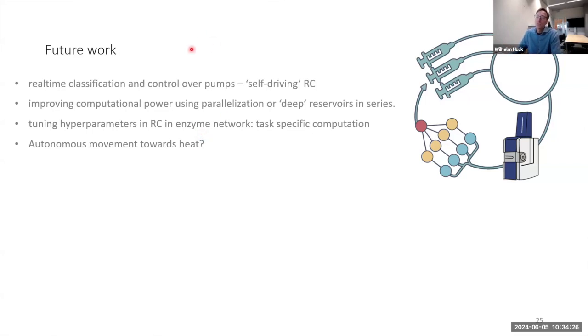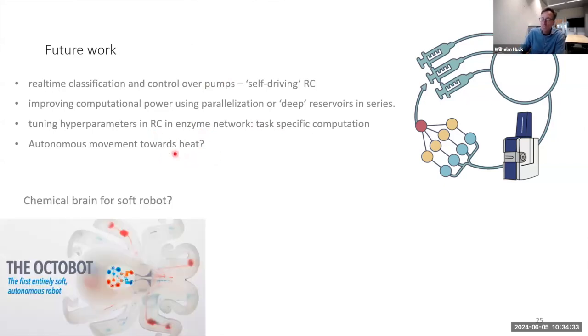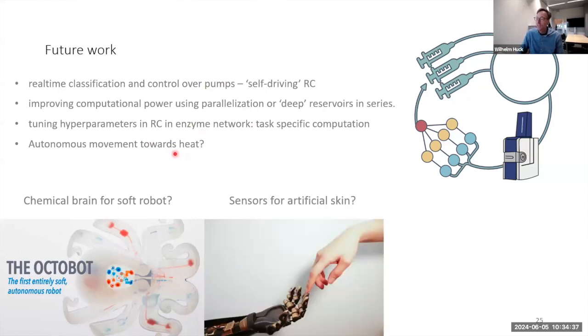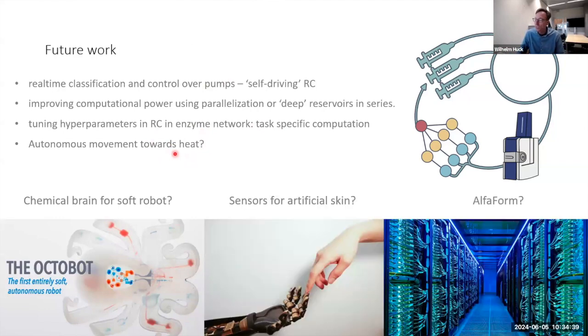And then if you combine all of these, could we make a system that automatically moves towards a source of heat? So can we make this into the chemical brain of a soft robot? Or can we make sensors for artificial skin? Or can we ultimately, yes, indeed, make a computer that is running on molecules rather than on electrons? These are some far-fetched ideas. We don't really know yet how to do this. It's more for inspiration of discussion.